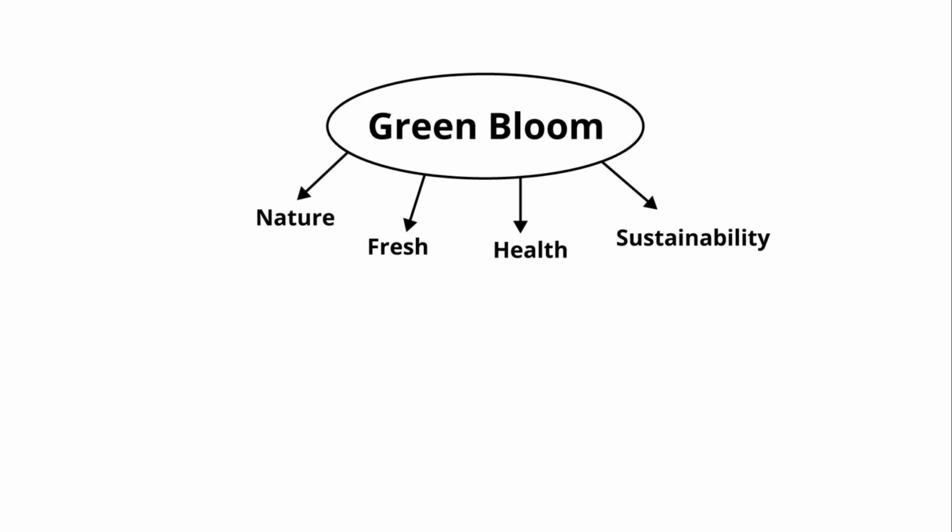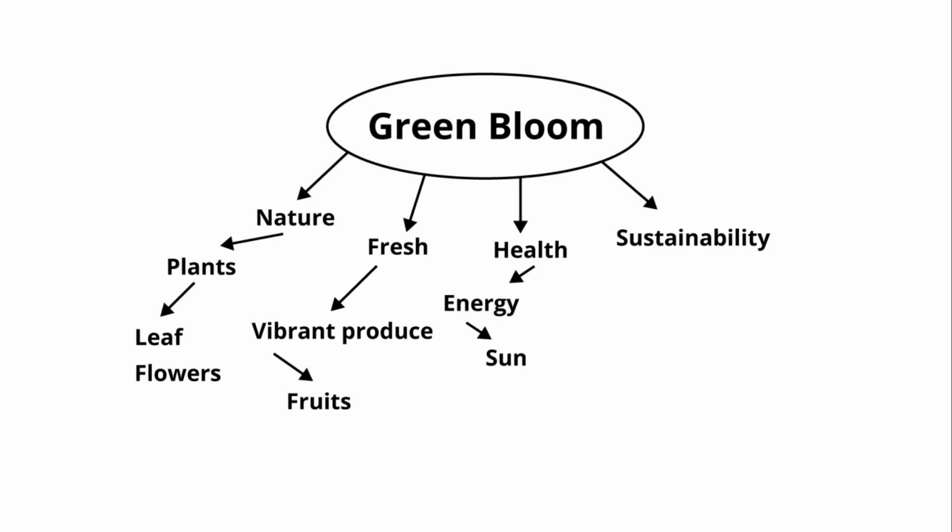When I think about the word nature, it reminds me of plants, which leads to leaf and flowers. I do the same process for the next keywords: fresh, health, and sustainability. Here are all the keywords I found through the mind mapping process. Now I will select at least one suitable keyword from each column and then combine them. For this logo, I can design an icon combining a leaf, sun, and recycling arrows.